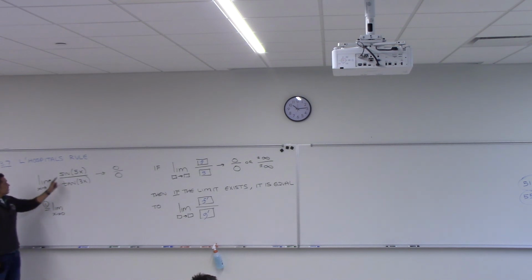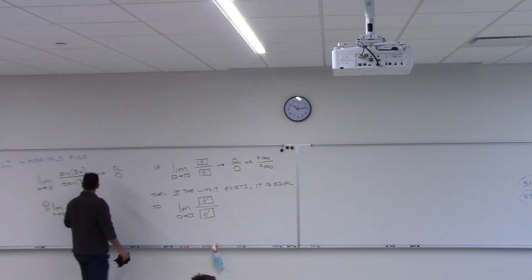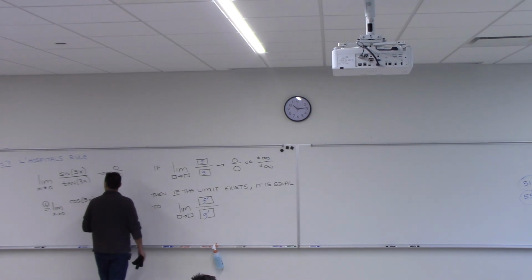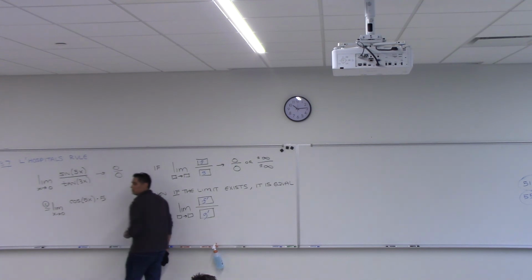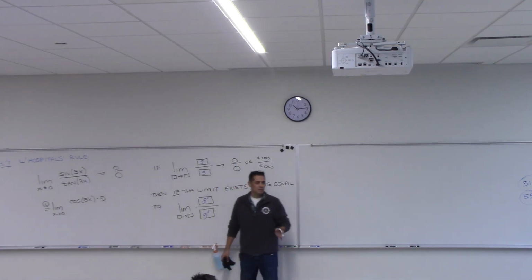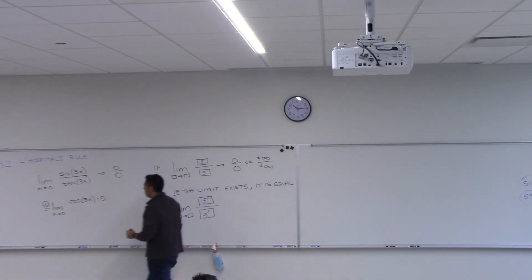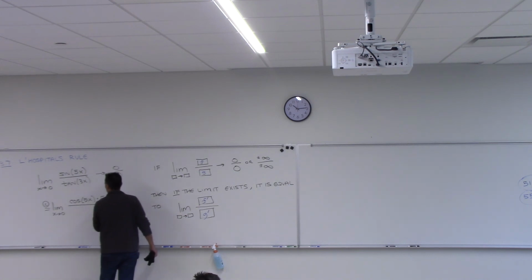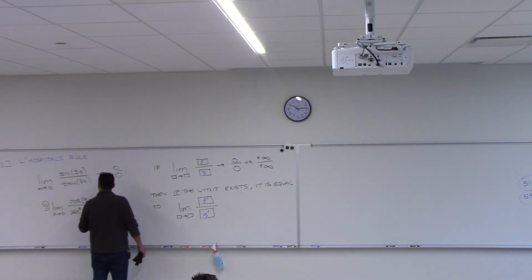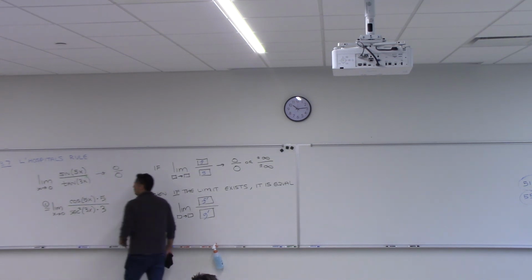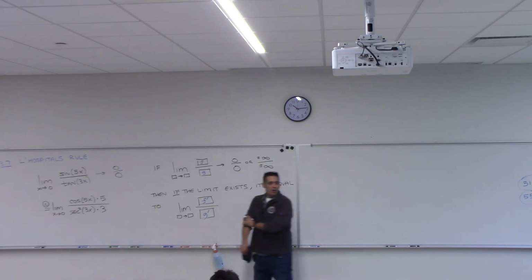All right, what's the derivative of sine of 5x? Cosine 5x times 5. Chain rule. You still have to do chain rule. If there's a chain up there, you've got to do it. Over, all right, the bottom. What's the derivative of tangent of 3x? Secant squared of 3x times 3, right? And now try it again.